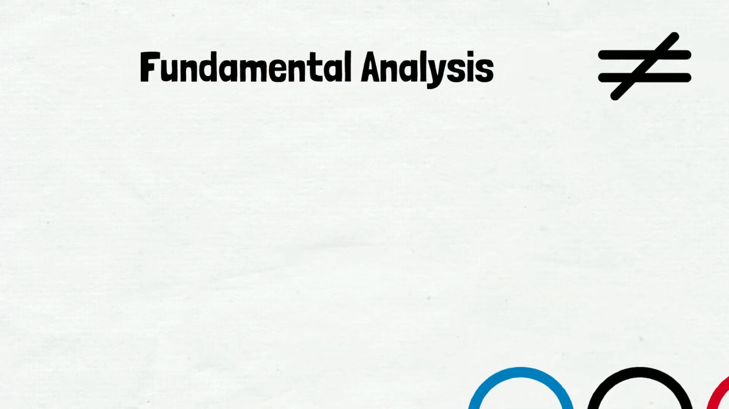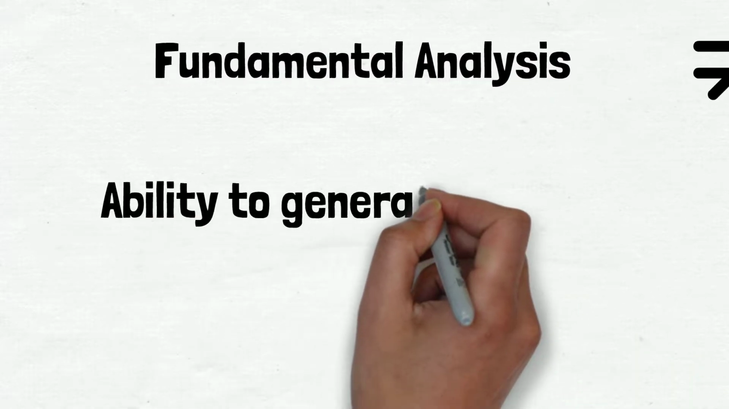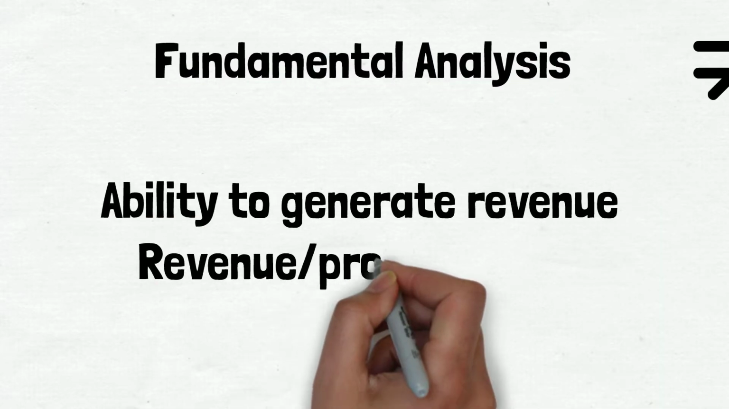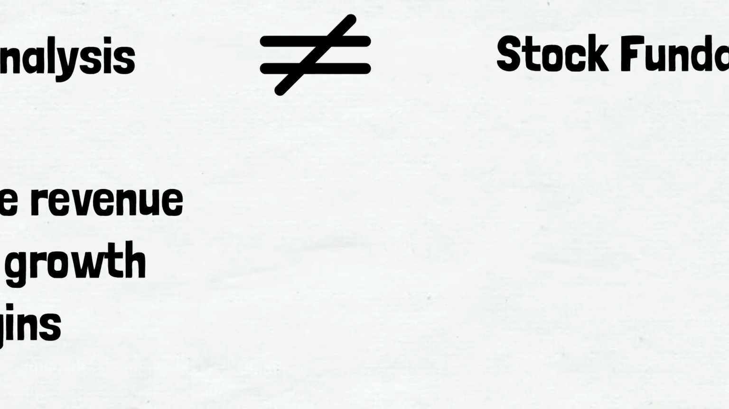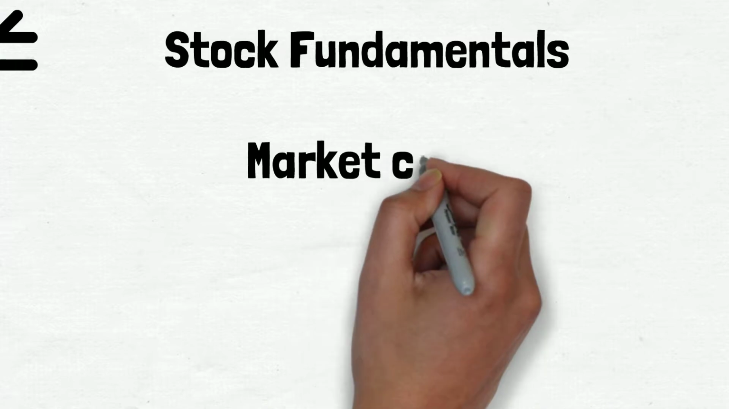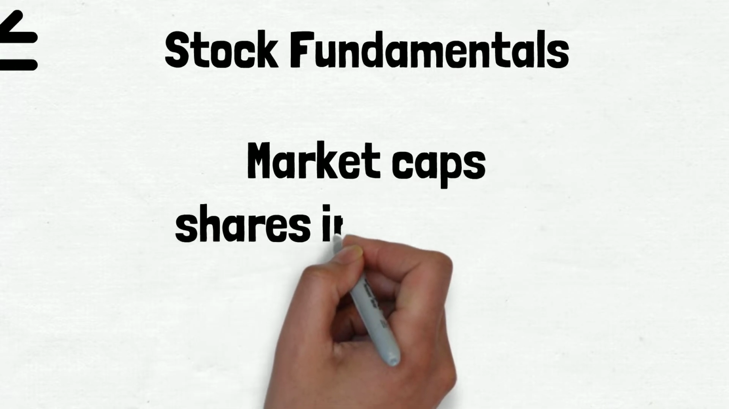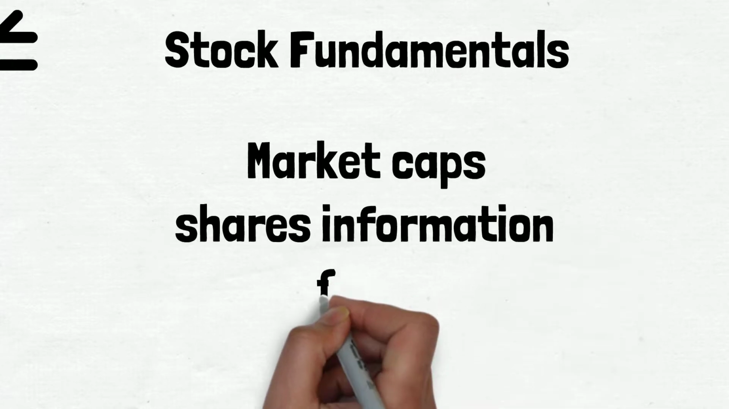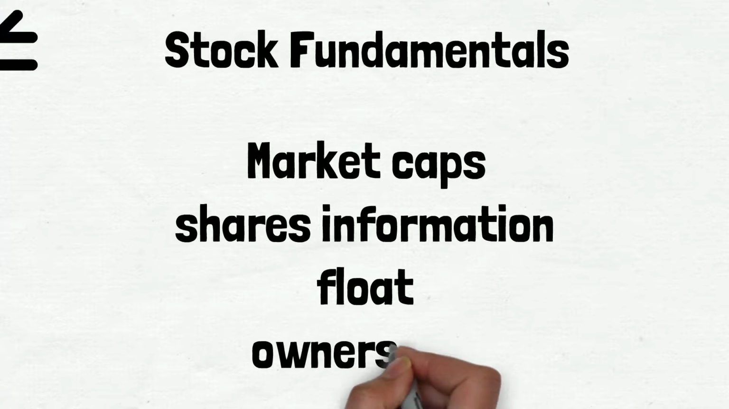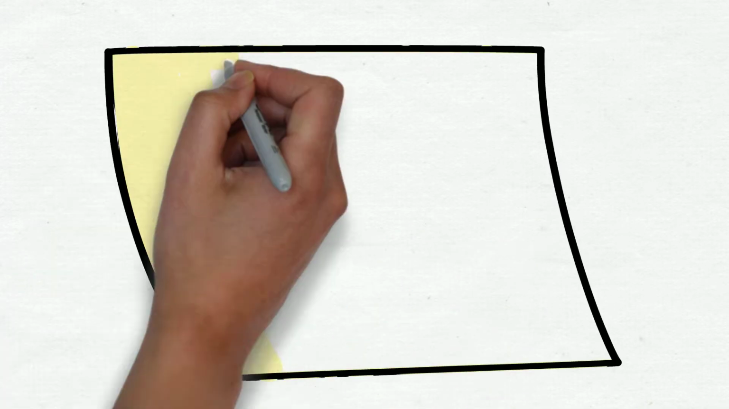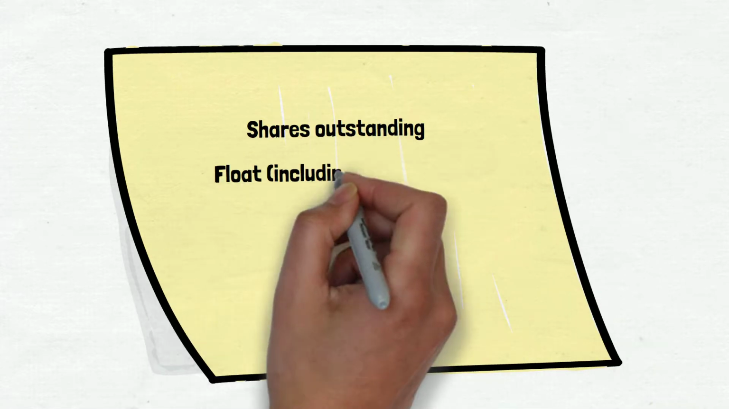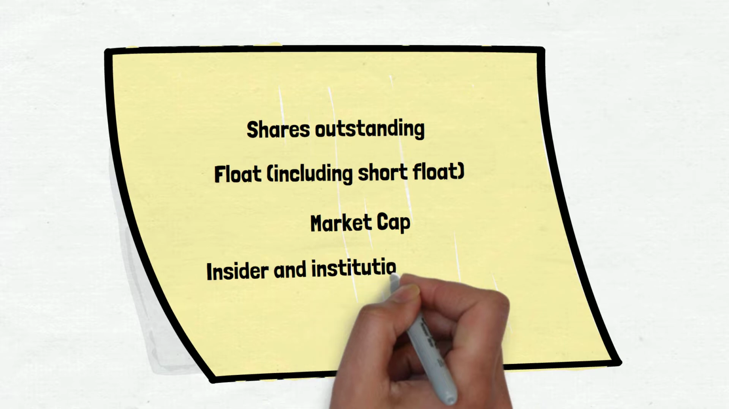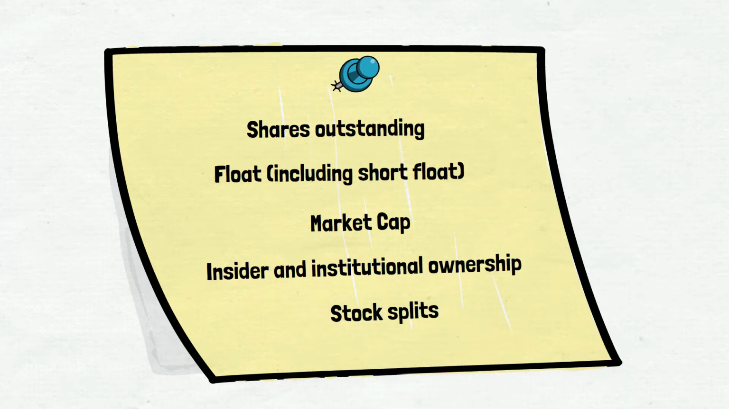Fundamental analysis looks at a company's ability to generate revenue, profit growth year over year, and profit margins, etc. Stock fundamentals are market caps, shares information such as shares outstanding, float, and institutional ownership, so on and so forth. The 5 areas we will go over are shares outstanding, float, market cap, insider and institutional ownership, and stock split.